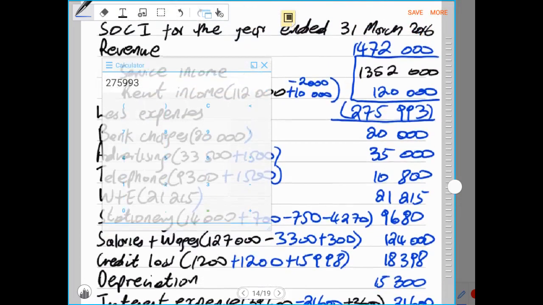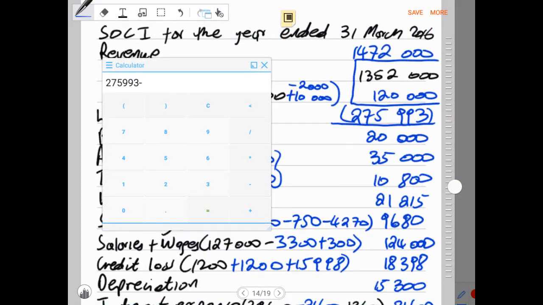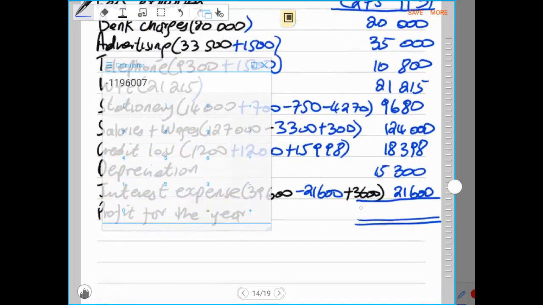Then we have our total expenses. Then we say less our income, which is 1,472,000 rands. That will give us the profit of 1,196,007. So now this will be exactly our profit for the period.